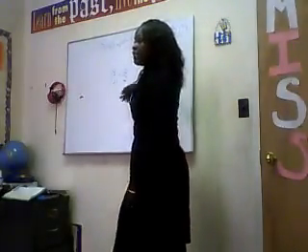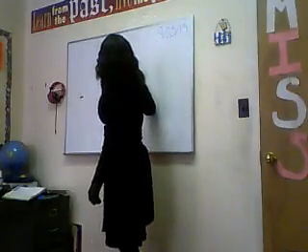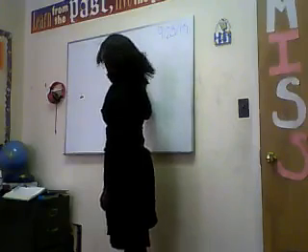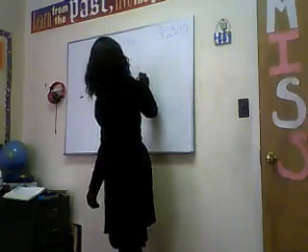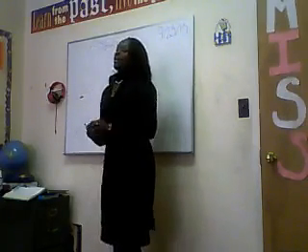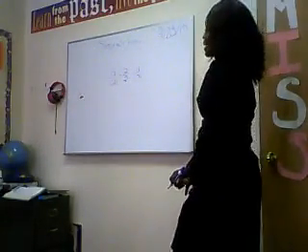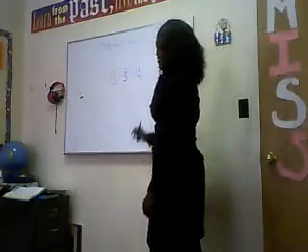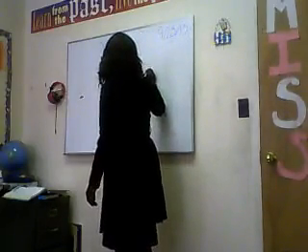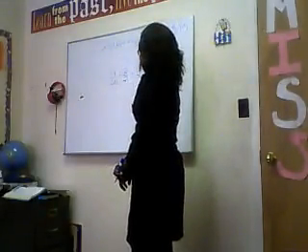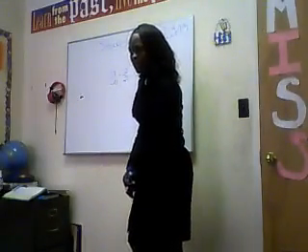18 divided by 2 is 9. 60 divided by 2 is 30. Good. Is that simplest form? No. What am I trying to divide both 9 and 30 by? 3. Good. Put it together. 9 divided by 3 is 3.